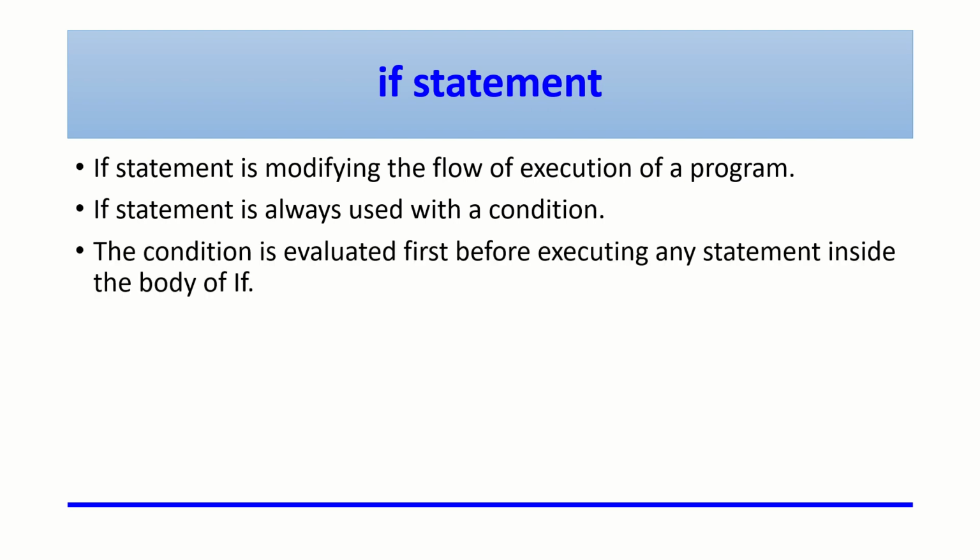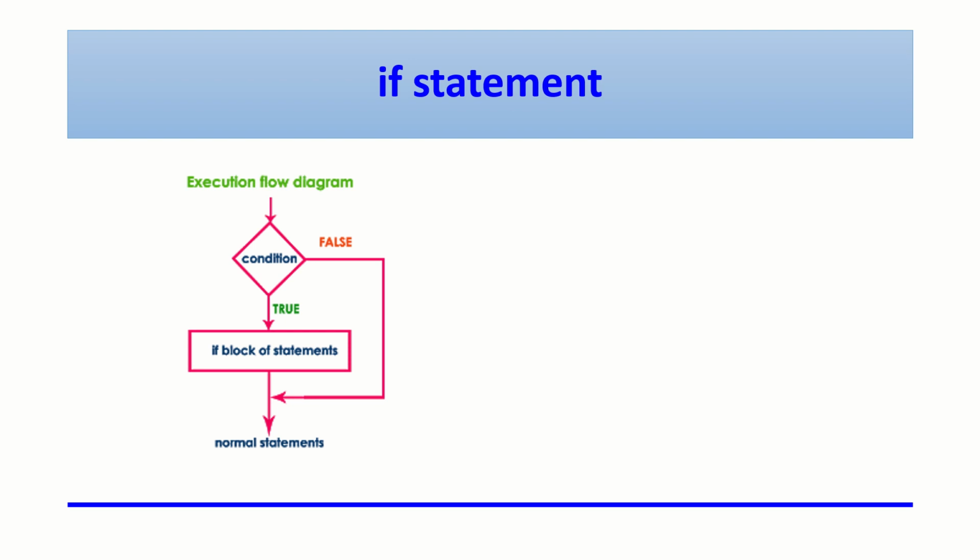So the condition is evaluated first before executing any statement inside the body of if. That means first of all the condition is evaluated. That means we check whether the condition is true or false. So if it is true, this code block should be executed. Otherwise, this other set of statements should be executed. It is represented in a flowchart like this.